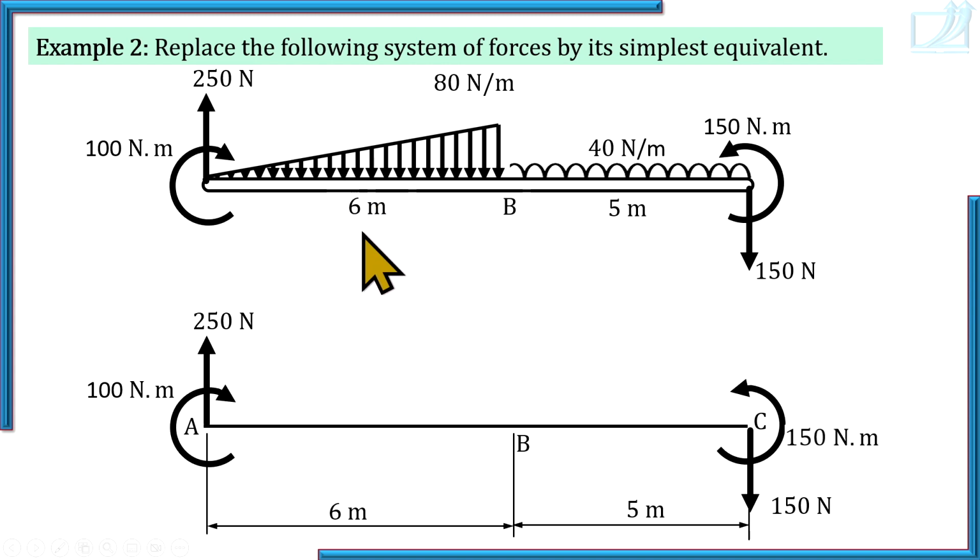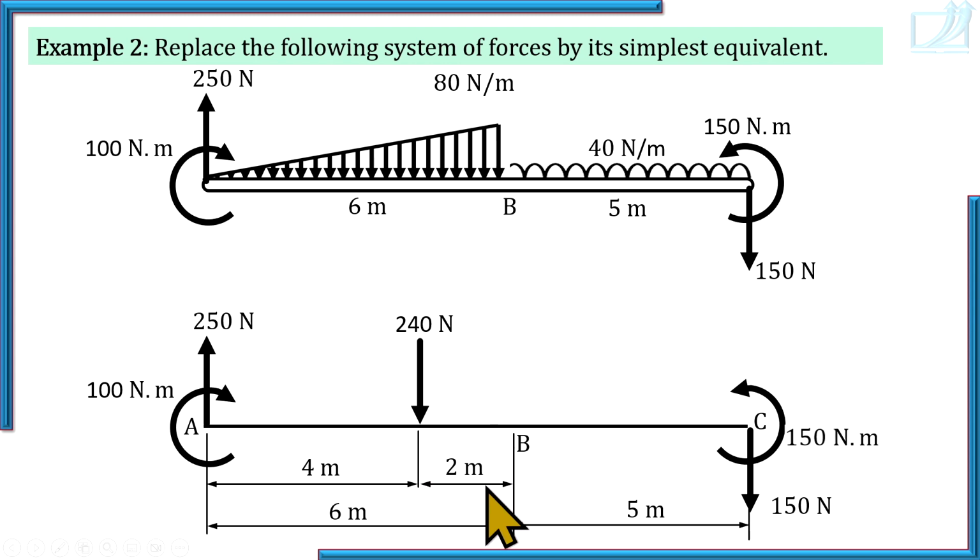1/3 of its length you are going to measure, that is 2 meters you are going to measure from maximum intensity end of the triangle. So this is the triangle. Height of the triangle is gradually increasing and maximum height of the triangle is at point B. So from maximum intensity end, from point B at distance 2 meters, you are going to show that force. So from point B 2 meters, that means from point A 4 meters.